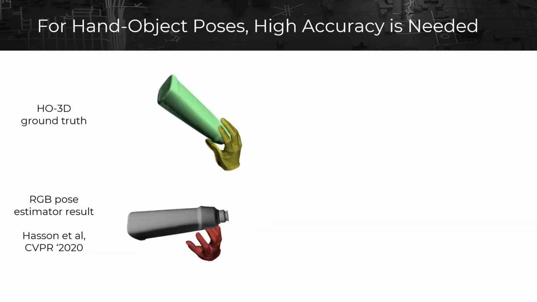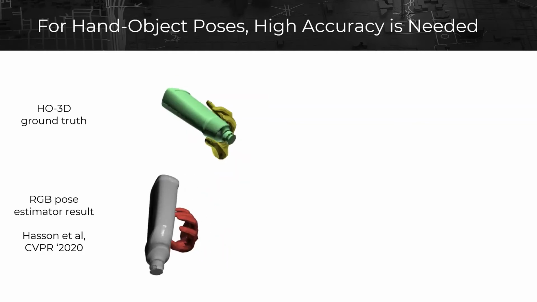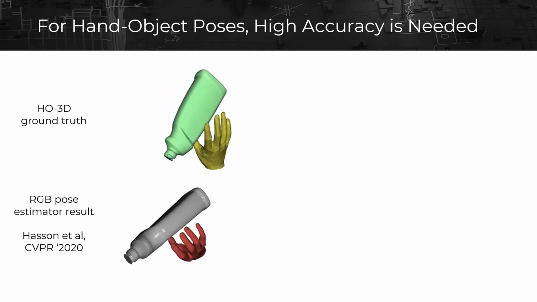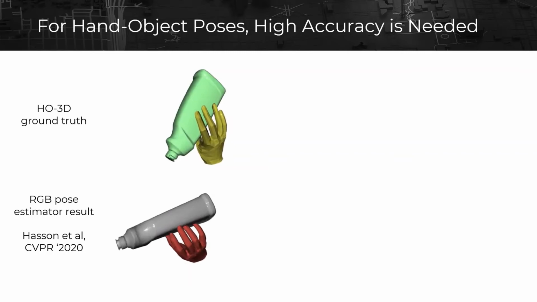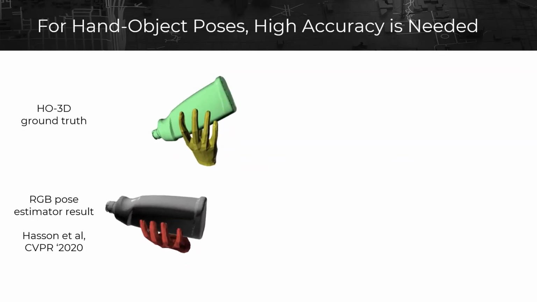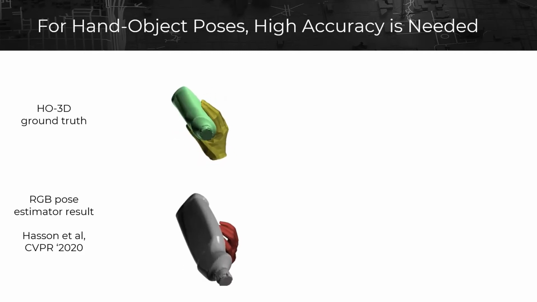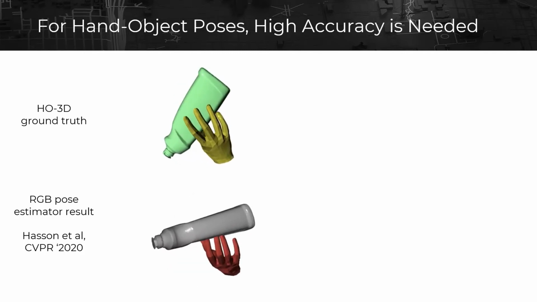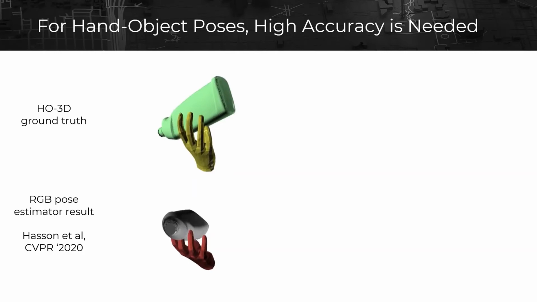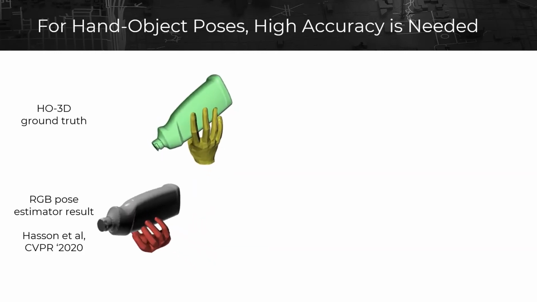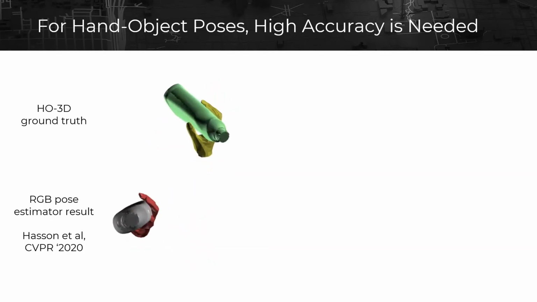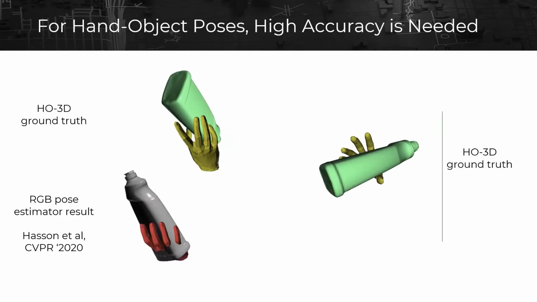This example demonstrates how difficult the task is. On the top is a ground truth sequence over time from the HO3D dataset, and on bottom are the results from a recent RGB pose estimator. There are large errors in the pose and inferred contact, making downstream tasks in simulation or virtual reality difficult. There are both large gaps and interpenetrations between the hand and object.